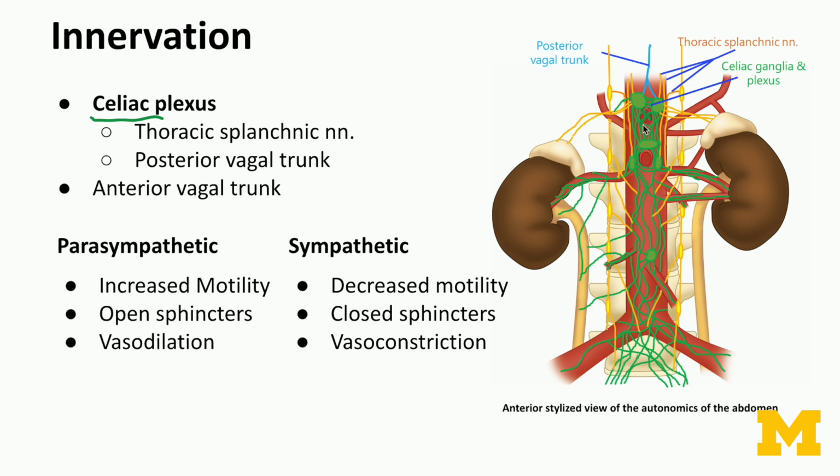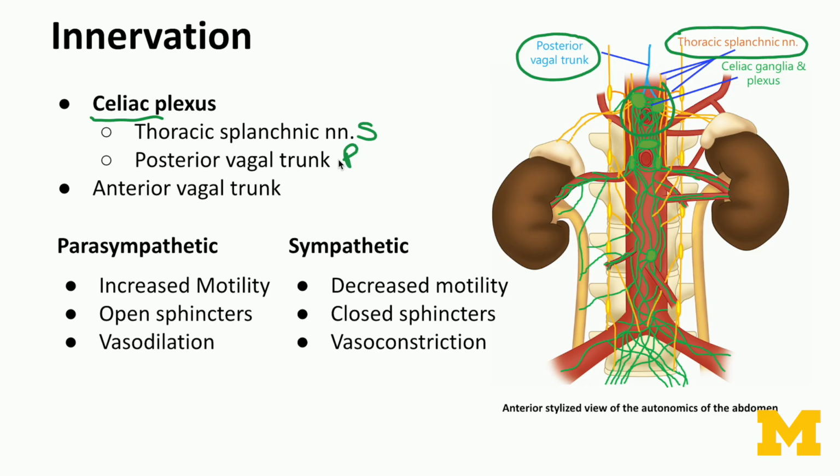That celiac plexus is going to have two major inputs. There are thoracic splanchnic nerves that descend down from the thorax, and there is the posterior vagal trunk, which also comes down from the thorax. Now, all of these fibers are going to participate in this celiac plexus, which is a mixed autonomic plexus, both sympathetic and parasympathetic. Sympathetics are coming from the thoracic splanchnics, parasympathetics coming from the posterior vagal trunk.